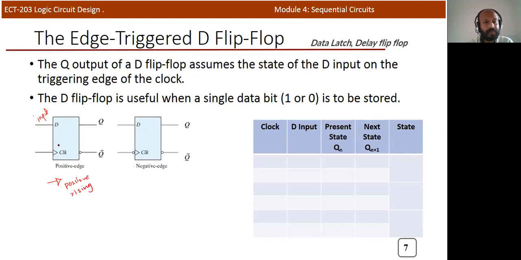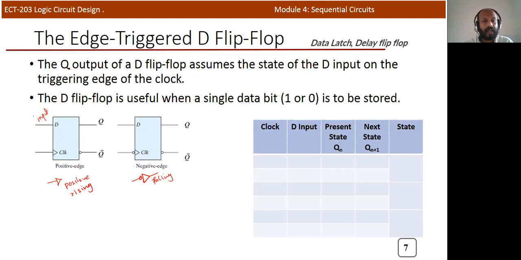In order to indicate that this particular flip-flop will operate on the positive edge trigger, or rising edge, we will use this particular symbol. Now for the negative edge, we will use a bubble also. So this is a bubble symbol. Okay. So this is for falling edge.